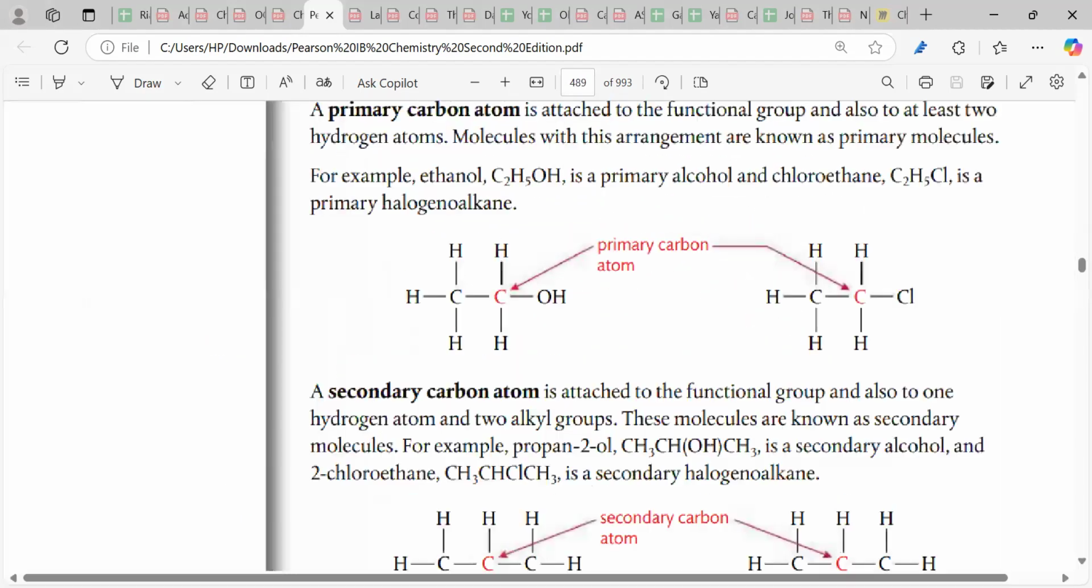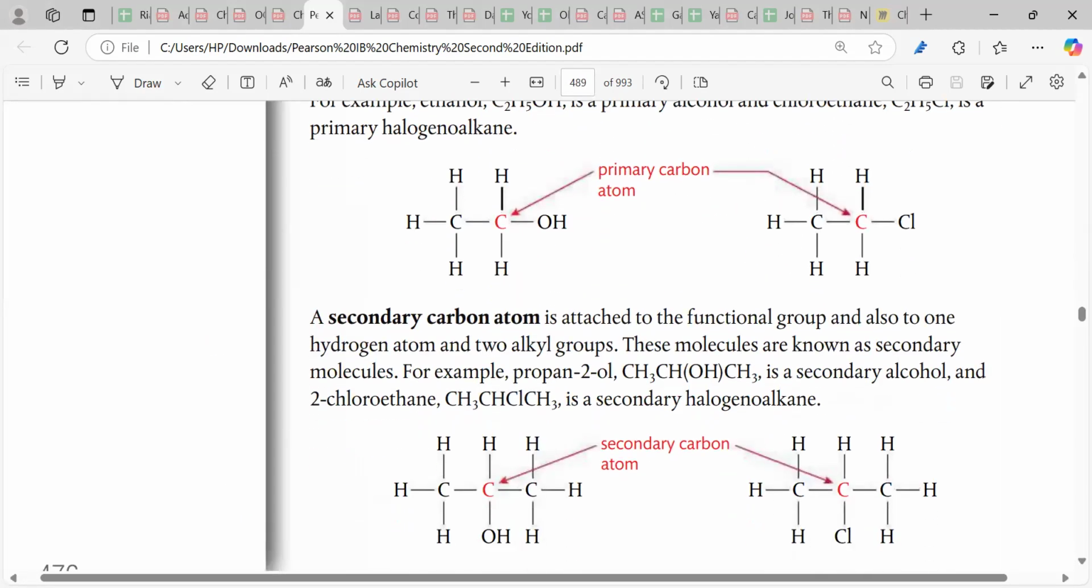A primary carbon is a carbon which is connected to the functional group or substituent, and it is connected to at least two hydrogens. At least you have to use this vocabulary. A secondary carbon atom is a carbon atom which is connected to only one hydrogen. Only one. Understood? Is it clear? Fine. What is a tertiary?